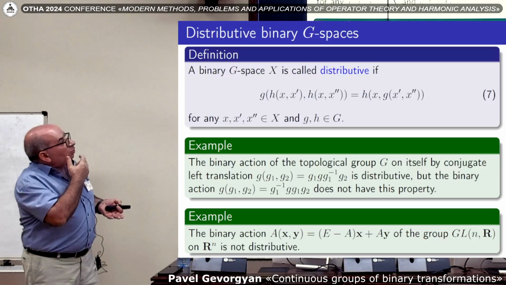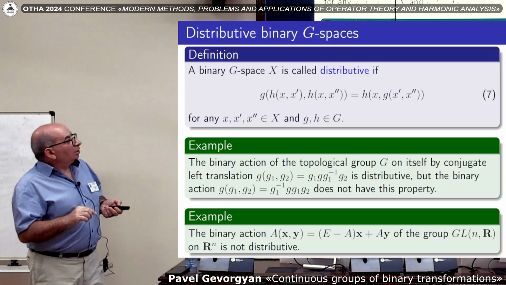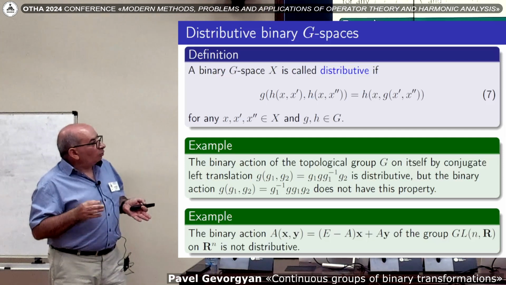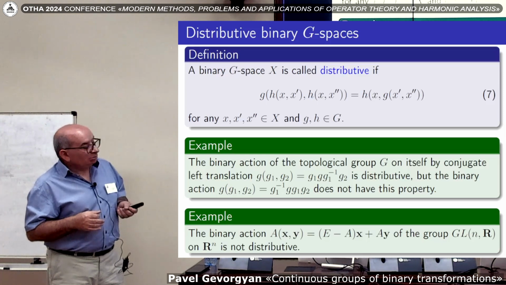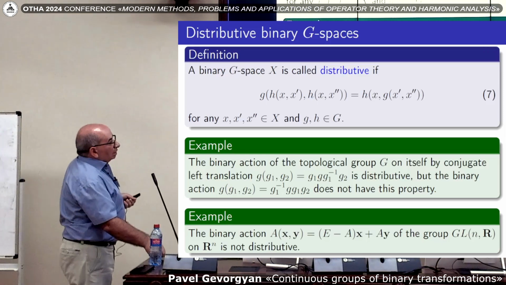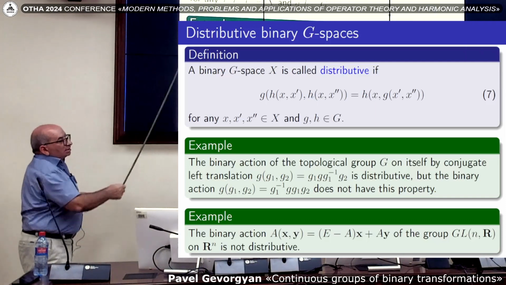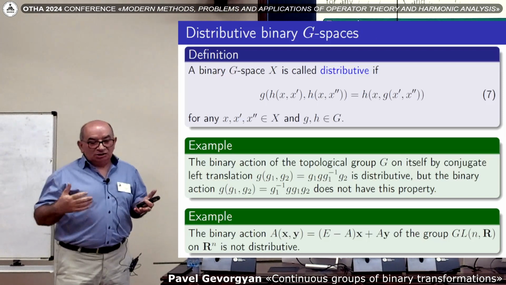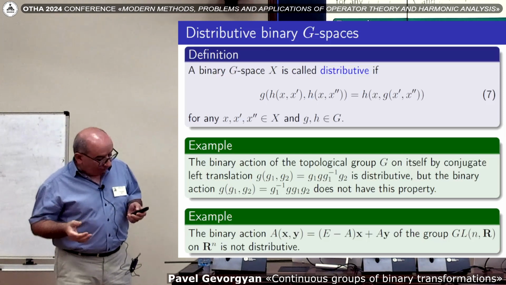A binary G space X is called distributive if the following distributive law holds. Two examples. The binary action of the topological group G on itself by conjugate left translation is distributive. But the binary action by this formula doesn't have this property. And the binary action of a group on the vector space Rn is not distributive.